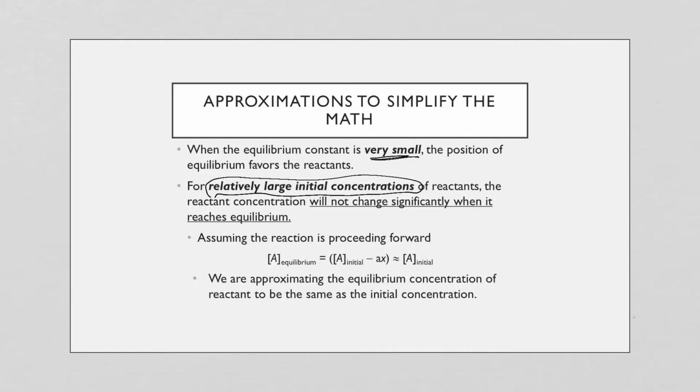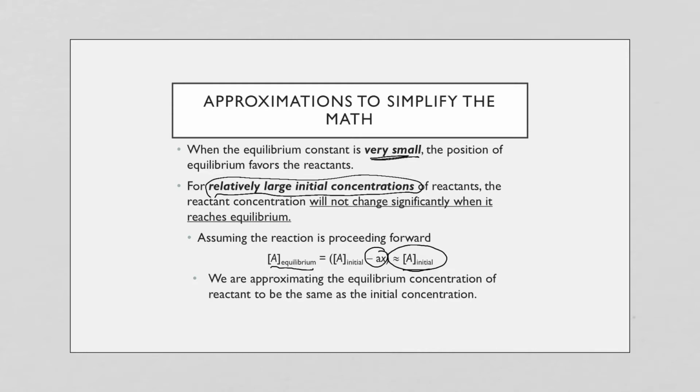So we can say that if our reactant concentration starts out large, and we have a small change because we have a very small equilibrium constant, we can assume that change is essentially zero. Now what that means is that our equilibrium concentration is going to be approximately equal to our initial. So we're basically saying that this value of x here is insignificant.